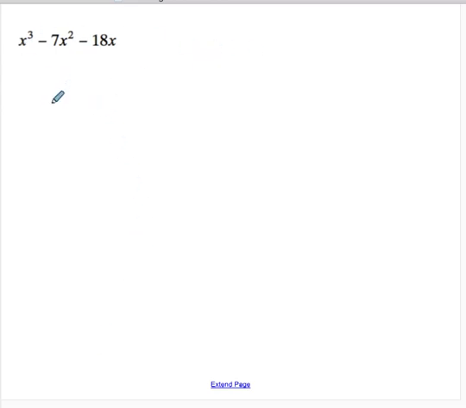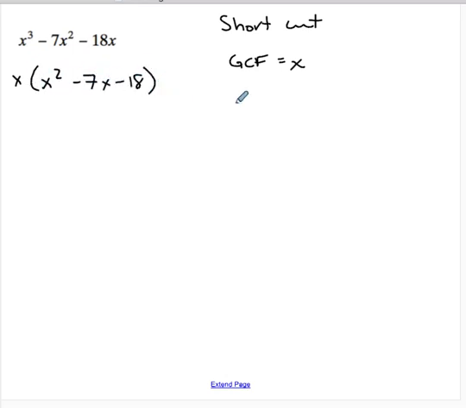Let's take a look at one where we can find a shortcut example. So the first thing, again, I always do is check for the GCF, which here is x. So I can factor out that x. So it's x squared minus 7x minus 18. And now my shortcut here is that a is equal to 1. So I don't actually need to do all the grouping.